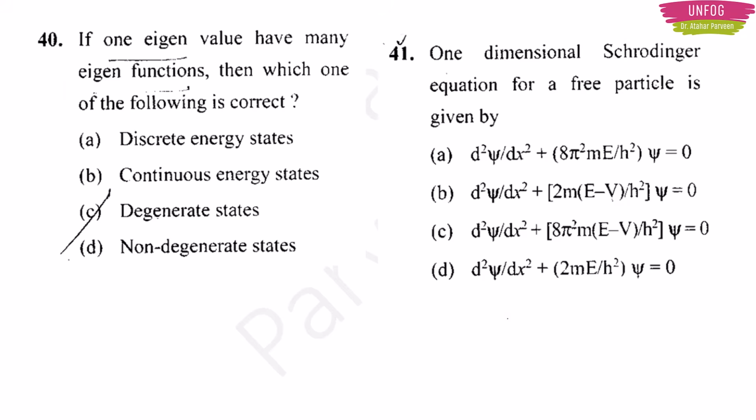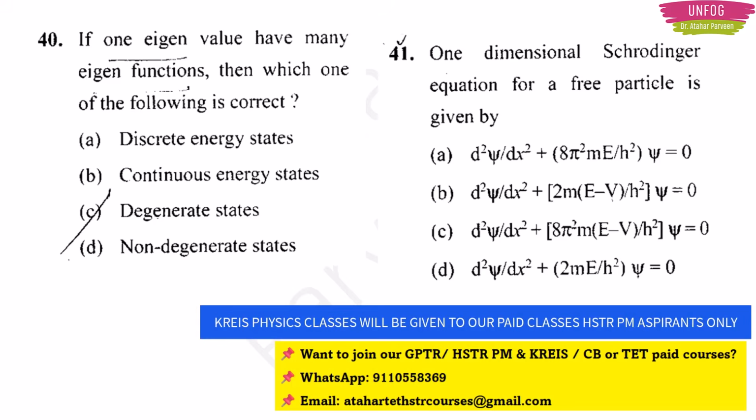Then we have a few more tough questions like these. If one eigenvalue has many eigenfunctions, then which one of the following is correct? So this is a special situation where one eigenvalue is having many eigenfunctions. See, usually one eigenvalue has only one eigenfunction. Okay. The special scenario is known as degenerate states, where one eigenvalue has many eigenfunctions.